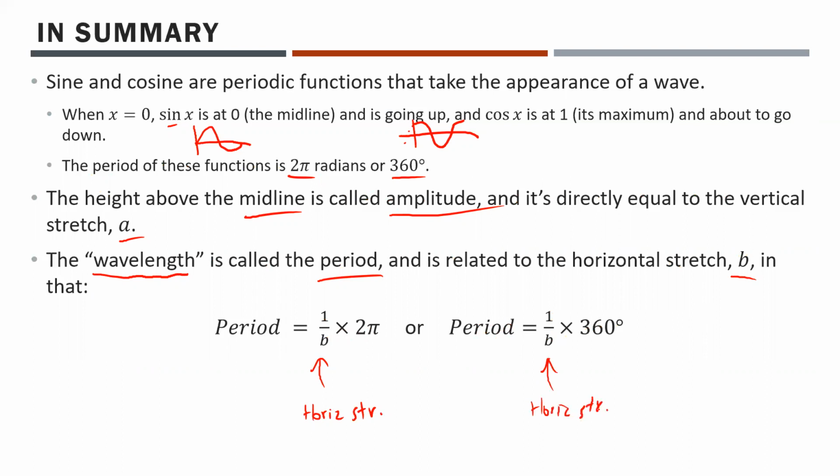That's why I kind of just paused there for a second. I don't like how I said it's related to your horizontal stretch B, but your horizontal stretch is 1 over B. B is just the value in that equation. That's all, right? So don't get confused by that. Your horizontal stretch is not your B value, it's 1 over B.